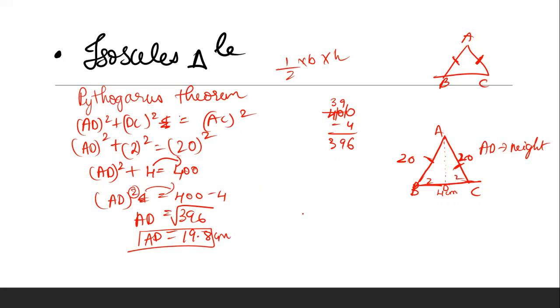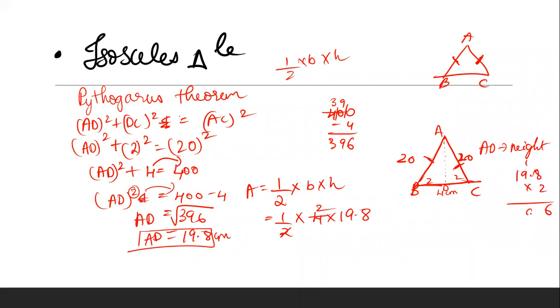Let's keep it. So now we found out AD. Now we will apply this formula. Area is equal to half into base into height, which is equal to half into base, which is nothing but 4, into 19.8. 2 ones are 2, 2 twos are 4. So 19.8 into 2. This is 39.6. Okay, 39.6 centimeter square. So this is the area of this triangle.